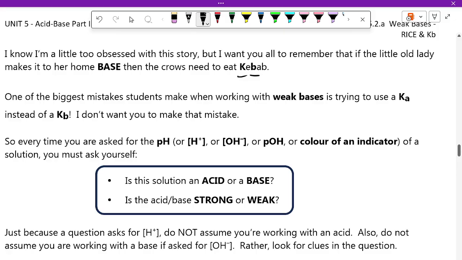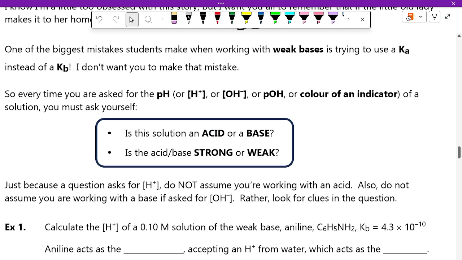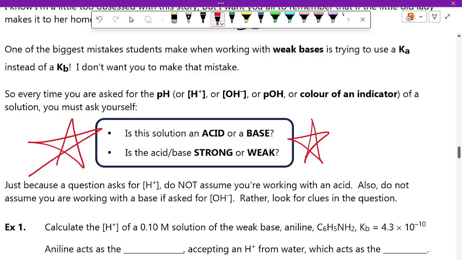All right. So every time you do an acid-base question and it asks you for any of H, OH, pH, pOH, you need to ask yourself, is it an acid or a base? Is it strong or is it weak? This is hugely important. Ask yourself that every single time. Just because a question asks you for hydrogen does not mean you have an acid. It could mean you have a base, and you have to solve for OH and then change it into H.